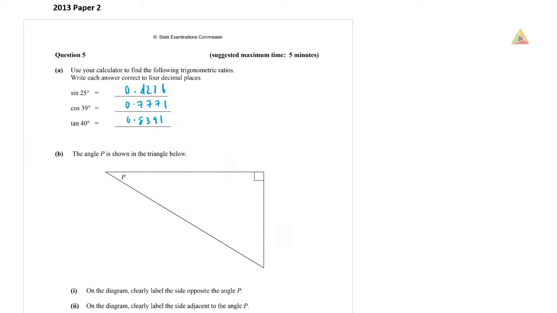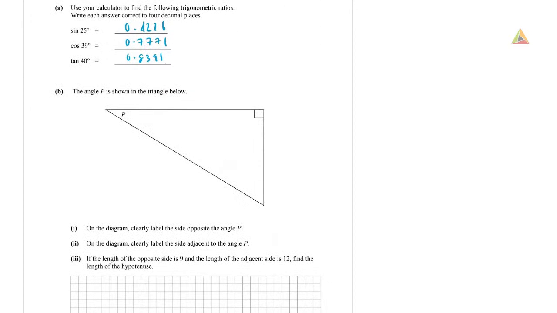So the angle P is shown in the triangle below. So this is your angle P. On the diagram, clearly label the side opposite the angle P. So this is going to be the opposite here because this is the side that's opposite that angle P. Then it says clearly label the side that's adjacent to angle P. So the adjacent is the one that's beside it. So this is going to be the adjacent here.